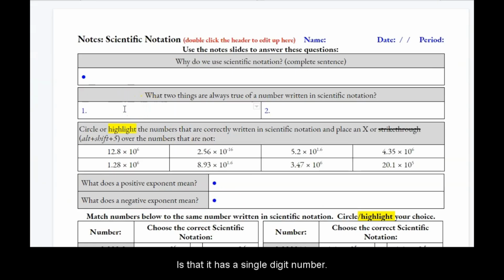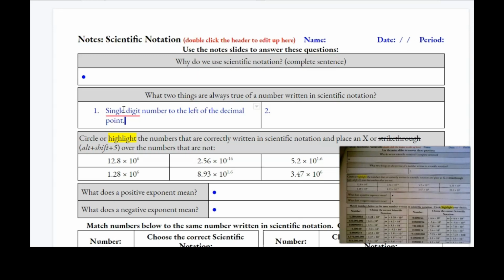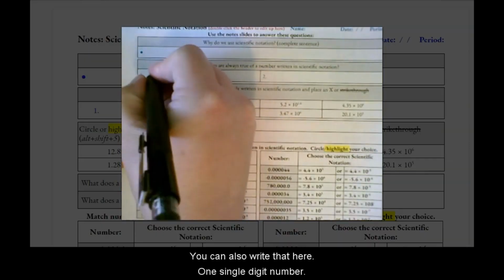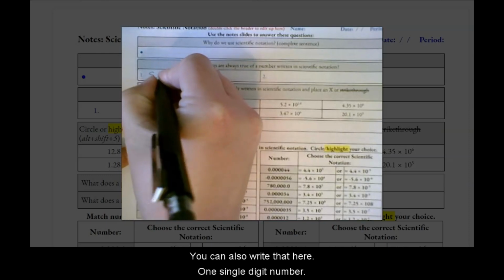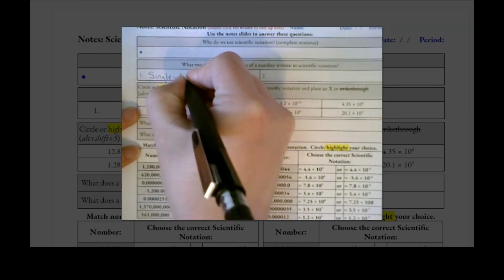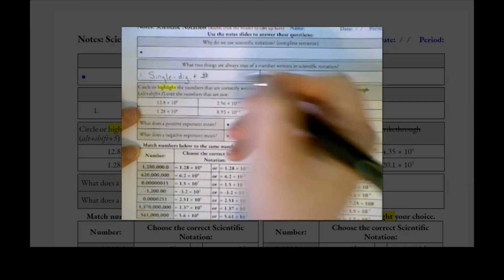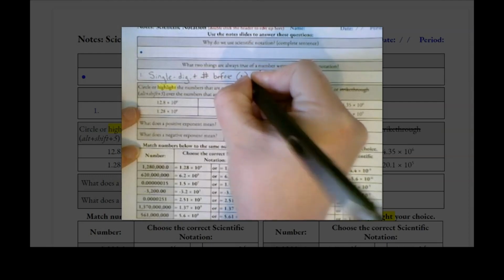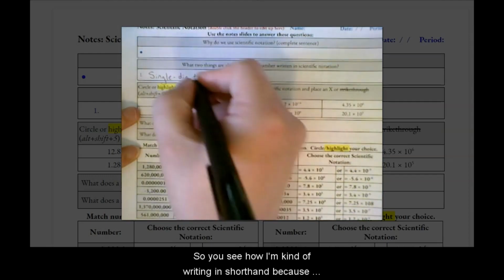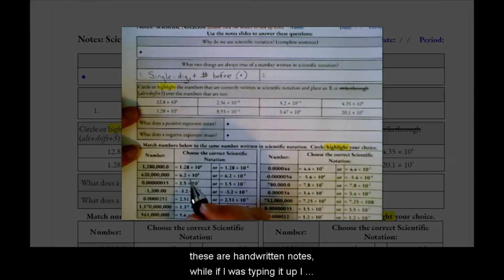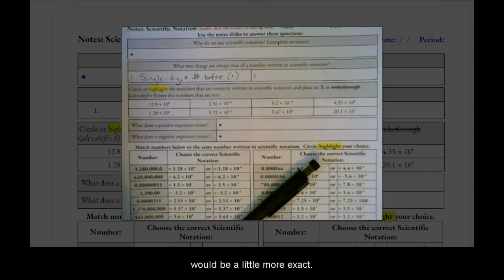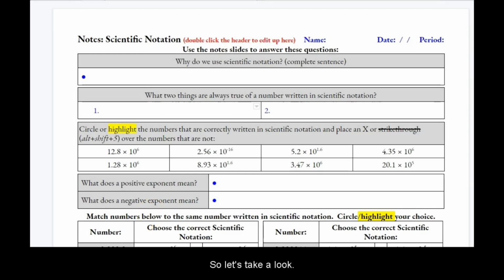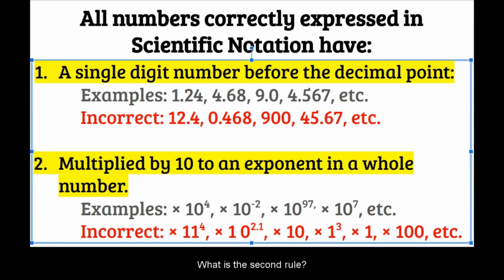So the number one, most important thing for a number that is correctly written in scientific notation is that it has a single digit number to the left of the decimal point. You could also write that here, one single digit number before the decimal point. So you see how I'm kind of writing it in shorthand because these are handwritten notes, while if I was typing it up, I would be a little more exact. So let's take a look. What is the second rule?